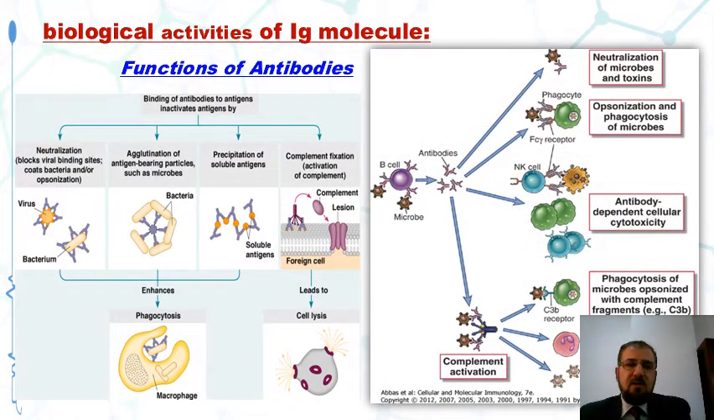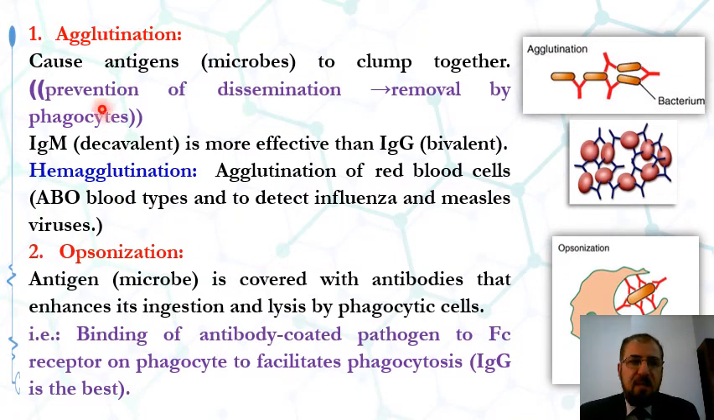Now we reach the biological activities of the immunoglobulin molecules, I mean the functions of the antibodies. What are the mechanisms that the antibody can use to help elimination of different pathogens by the action with their antigens? Number one, agglutination. Agglutination means that the antibody can cause the antigen or the microbe, because the antigen is part of the microbes, to clump together, so prevent the dissemination of the microbe and enhance the removal of the microbe by phagocytes.